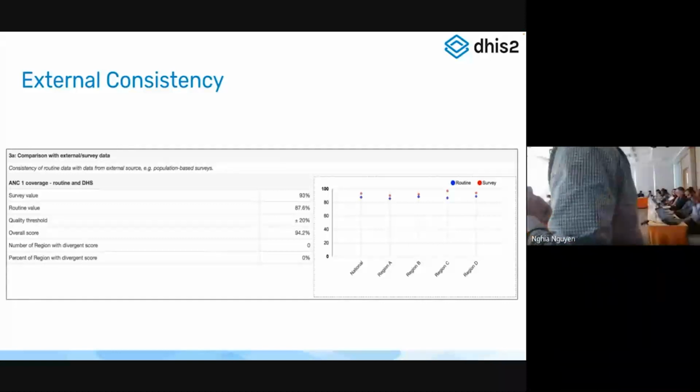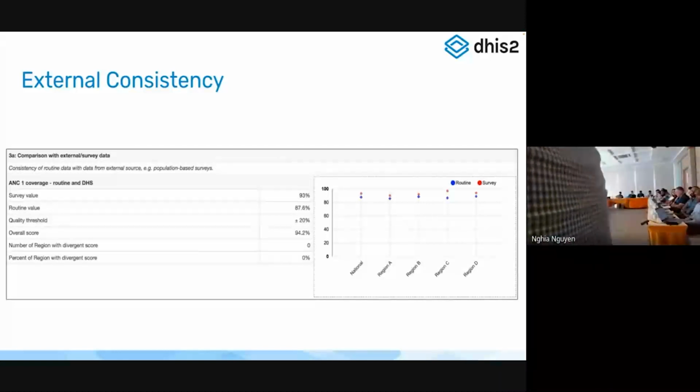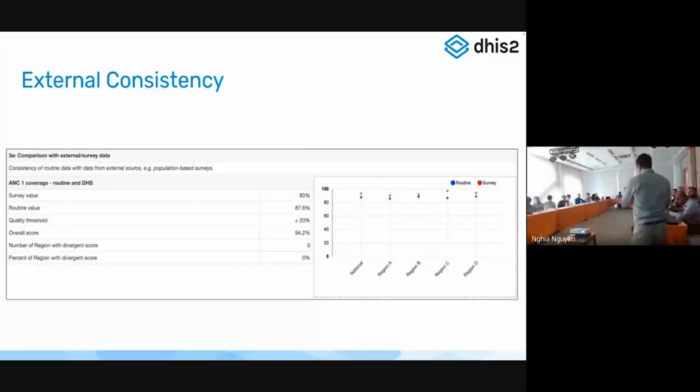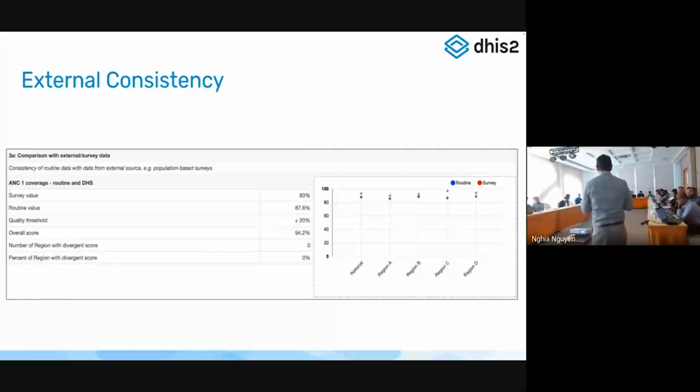So for example, here we have ANC1 coverage. And this one is comparing basically the routine ANC1 coverage from DHIS with a demographic and health survey. Okay, so it's just seeing how far are those values from each other. Of course, you need the values from your survey inside of DHIS to perform this analysis, but you are able to take this data from different sources and compare and contrast them to see if there's a wide gap. And if there is a large variation, then you know which one is accurate or not.